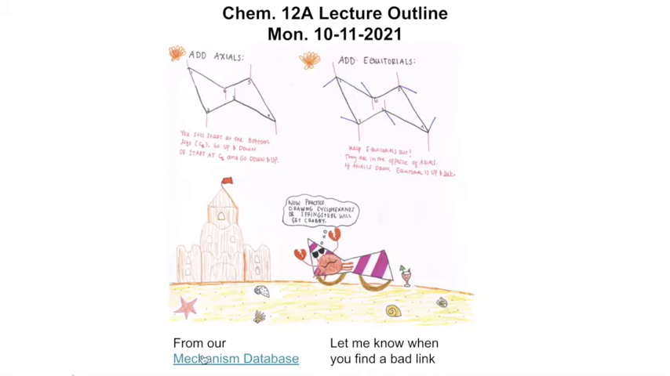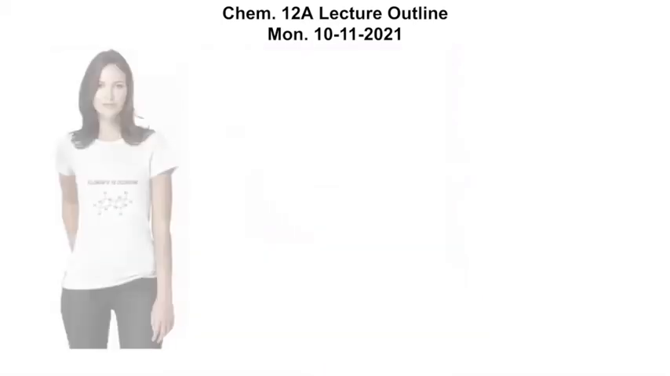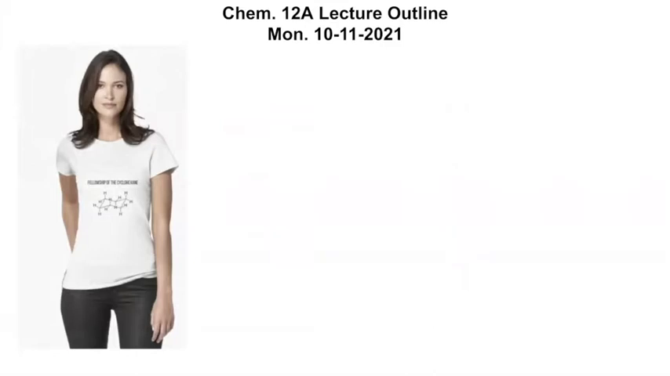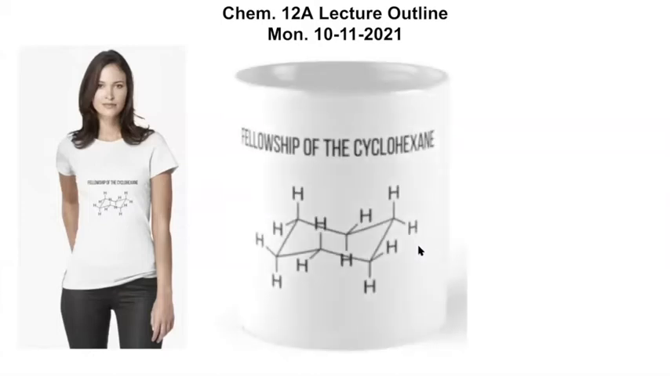There's some helpful stuff in this mechanism database. It doesn't have a lot of material for us yet, but it will as we go through more chapters. And cyclohexanes, which we'll learn about today, they're everywhere. Like, here's the fellowship of the cyclohexanes, and here's another one, a coffee cup with that. It's making a reference to Lord of the Rings.